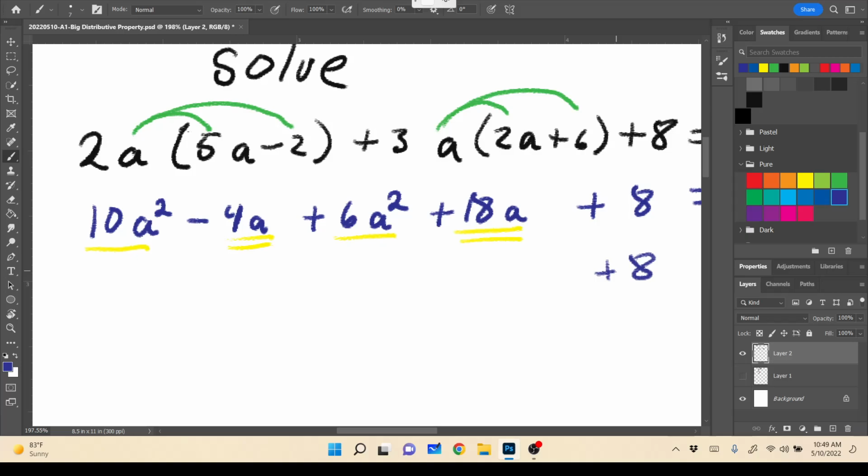What's 10a squared plus 6a squared? 16a to the 4th? That's a lie. 16a? That's also a lie, just a squared. We're not multiplying them, we're just combining them. It's not a squared times a squared, it's just 10a squared plus 6a squared. It's 16a squared. And then what's negative 4a plus 18a? 14a. We're not multiplying them. You're not dumb. You're just needing reminders.